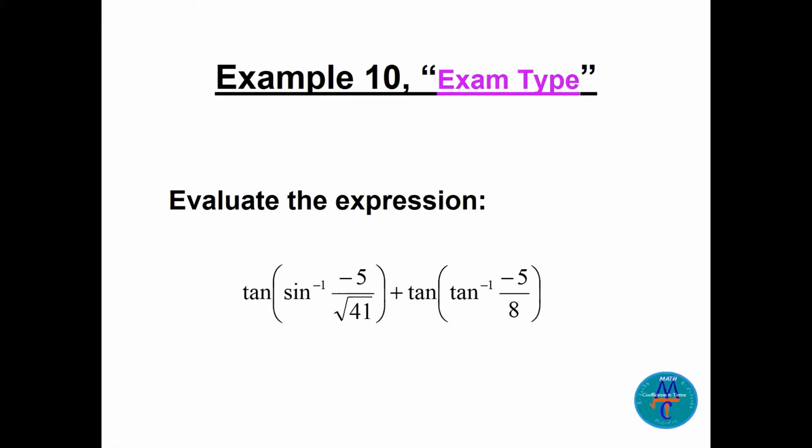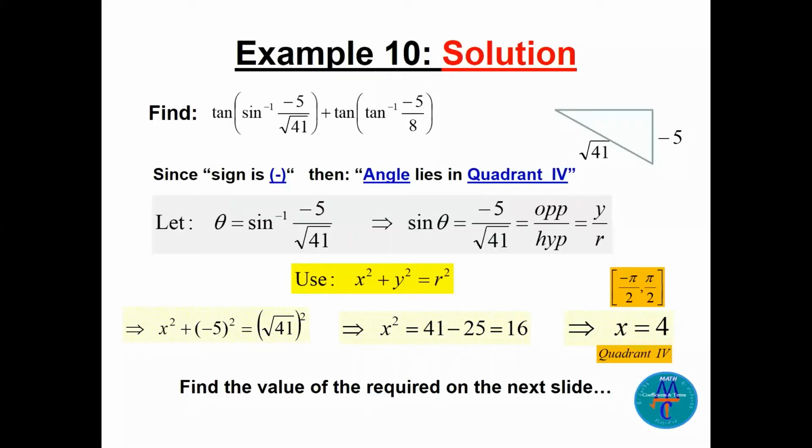Example number 10, it looks like an exam type. Find tan of sine inverse of minus 5 divided by square root of 41, plus tan inverse of minus 5 over 8. Now, if we look at the first term here, tan sine inverse of minus 5 over square root of 41, we see this sign is minus. That means the angle lies in quadrant 4.